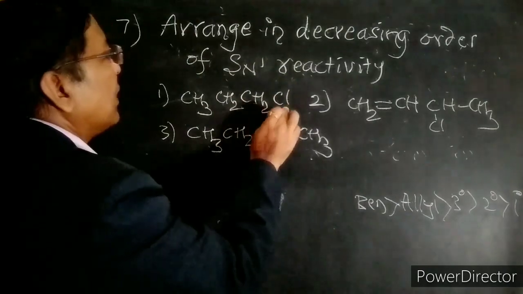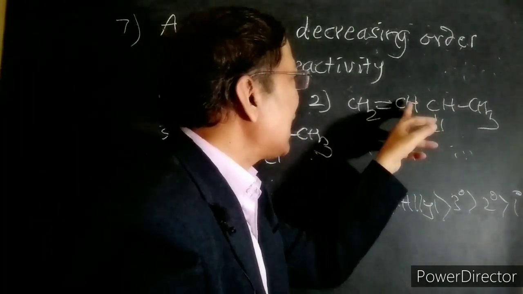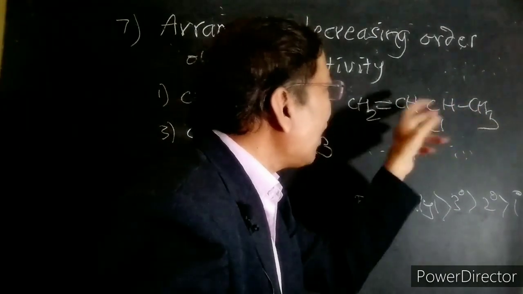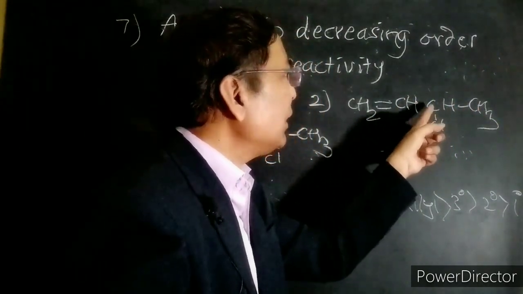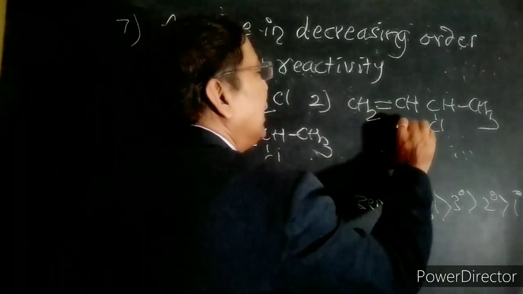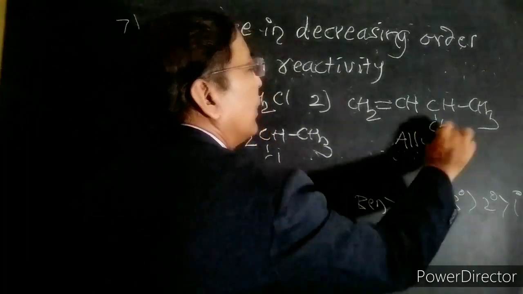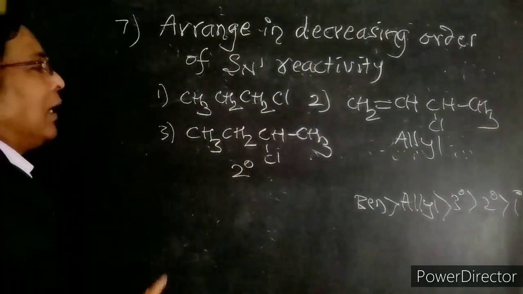This is primary alkyl halide. And here this halogen atom is attached to a carbon, and that carbon is attached to a doubly bonded carbon atom, therefore this is allylic halide, and this is secondary alkyl halide.